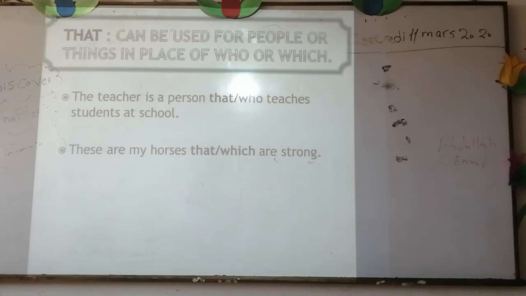For example, do you remember when we said the teacher is a person who teaches students at school? Now I can use that instead of who: the teacher is a person that teaches students at school. Remember when we said these are my horses which are strong? Now we can replace which with that. These are my horses that are strong.